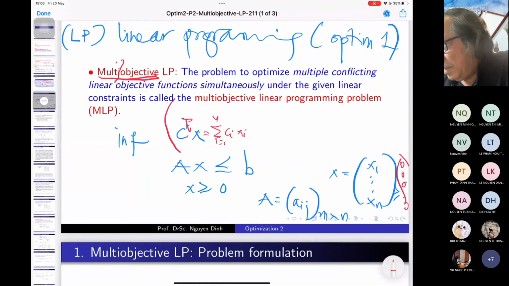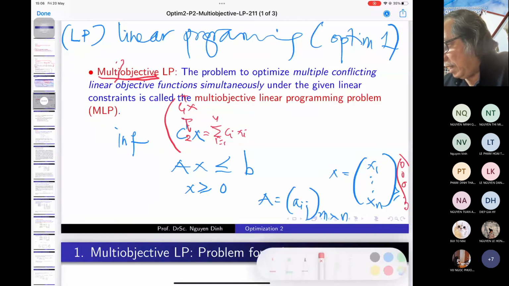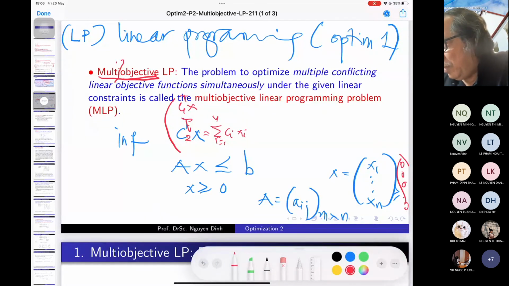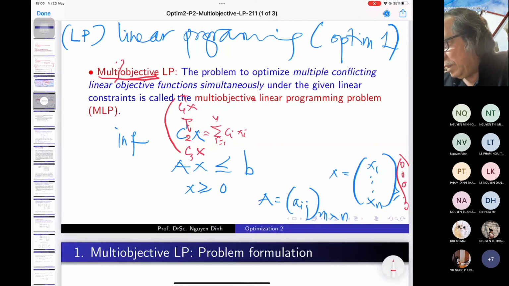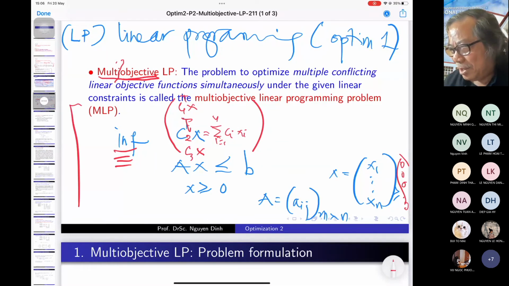Maybe you have c1 transpose x, c2 transpose x, and now you may have c3 transpose x like this. The infimum, just infimum, but with three objective functions. A problem like this is called multi-objective. Multi means more than one, maybe two, maybe three, maybe four objective functions like this.